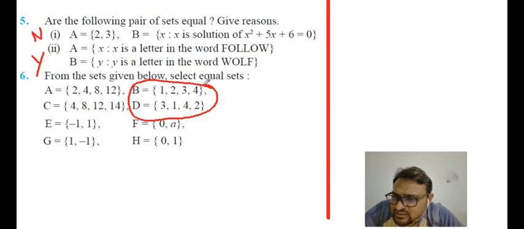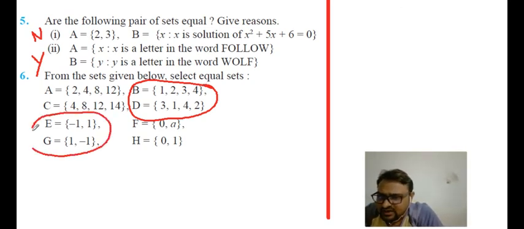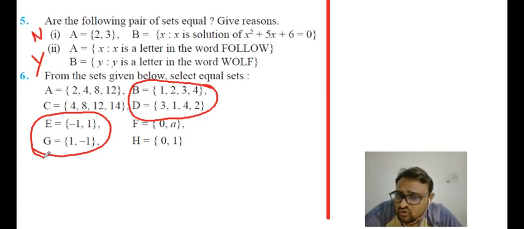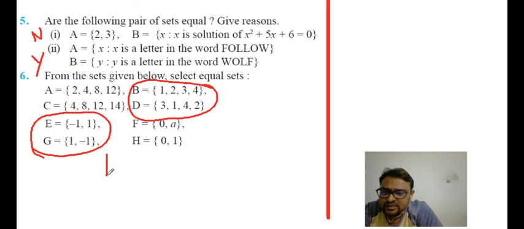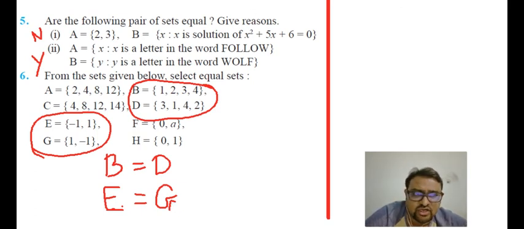Now E is minus 1 and 1. Clear? Whereas G is 1 and minus 1. So see, there is only a change in the position but both are same. F and H are 0 and 1 sets which differ. So from this, set B is equal to set D and set E is equal to set G. Clear? So these are the equal sets, B and D, and E and G. Clear? So this was about question number 6.